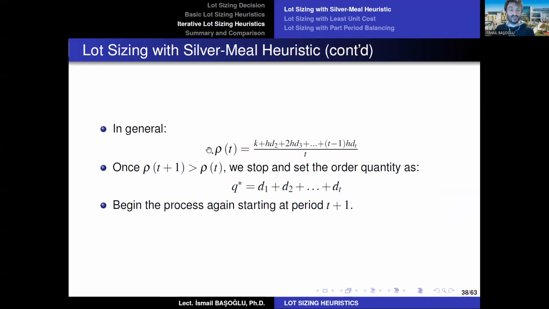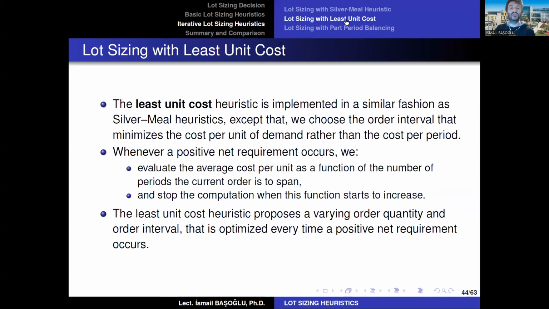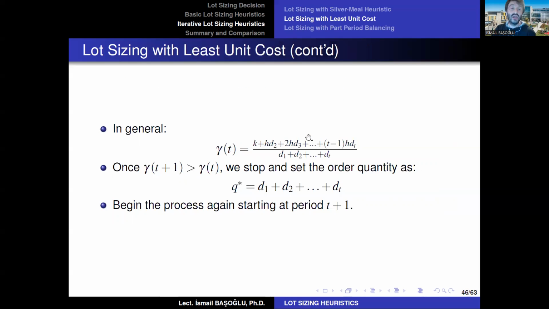And we are making a comparison here. We were observing a decreasing function in the beginning, and at some point it increases. And in the least unit cost heuristic, we were doing something similar, in which we were calculating the average cost per unit as opposed to the average cost per period. Again, this function was decreasing as we introduced more periods in our calculation because the fixed ordering cost was shared among a larger amount of demand. But after some point, it was starting to increase, and this was the point where we stopped.